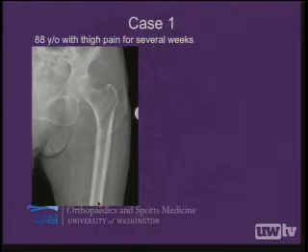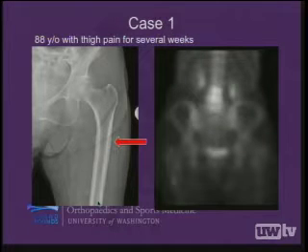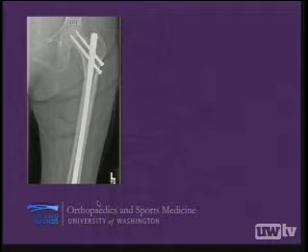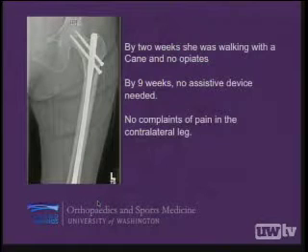So we're going to go back to the original cases that we presented. As a reminder, case 1 was an 88-year-old female who had had thigh pain for several weeks. She presented again with that irregularity about her lateral femoral cortex. This is her bone scan, and it's actually flipped, so you can see that she does light up at that area. So she underwent a prophylactic nailing. By 2 weeks, she was walking with a cane, and by 6 weeks, she was walking without any assistive device and had resolution of her pain.